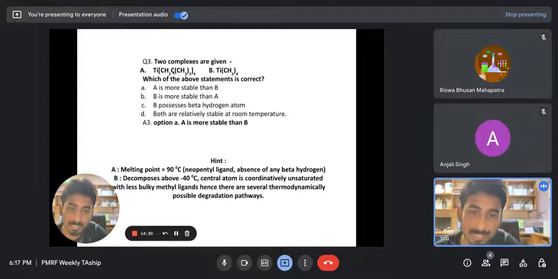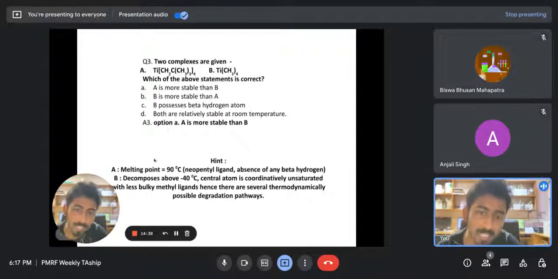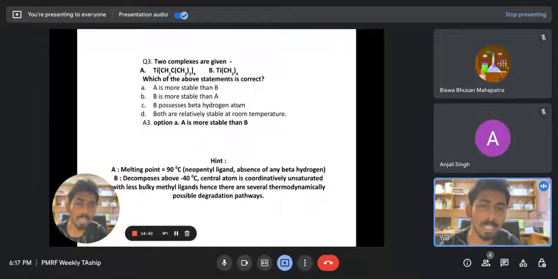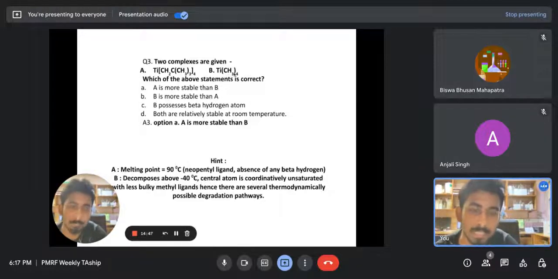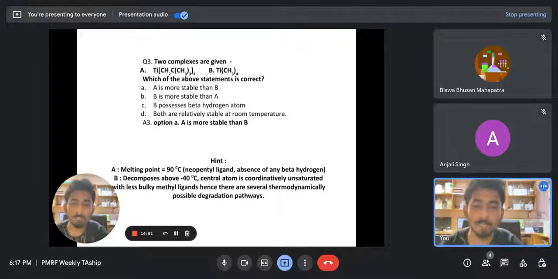But since these groups are bulky, this will not allow other groups to destabilize this titanium. That's why this compound A is quite stable. Its melting point is 90 degrees Celsius, quite high. At room temperature, it is solid. But in this case, the Ti(CH3)4 is actually less stable. This decomposes only above minus 40.